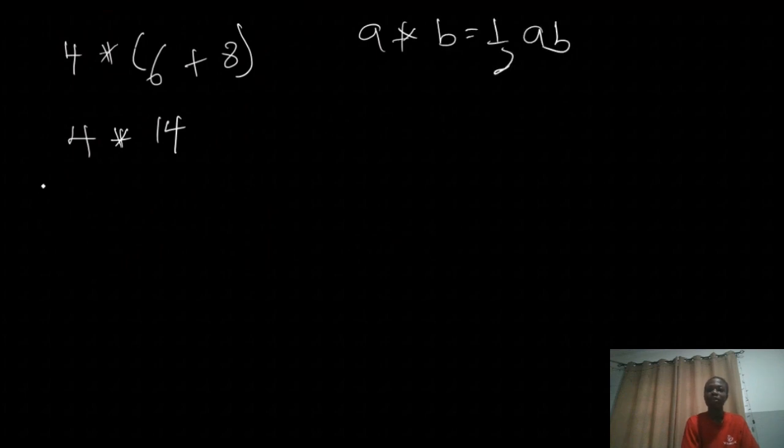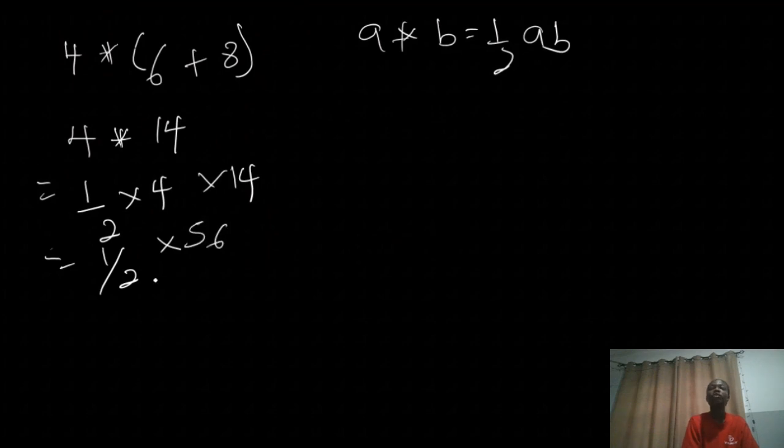Now we know 6 plus 8, right? 6 plus 8 is 14. And our rule was given to us as a star b to be equal to 1 over 2 ab. So here we are going to get 1 over 2. Our a is 4, our b is 14, which is equal to 1 over 2 times 4 times 14, which is 56. And half of 56, 56 divided by 2, is 28.